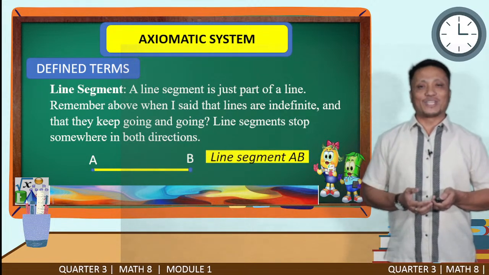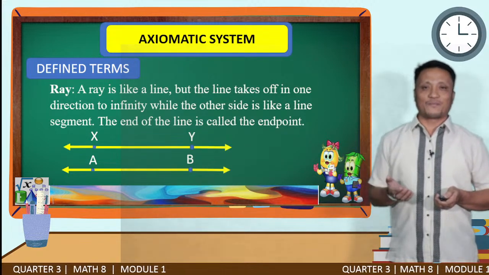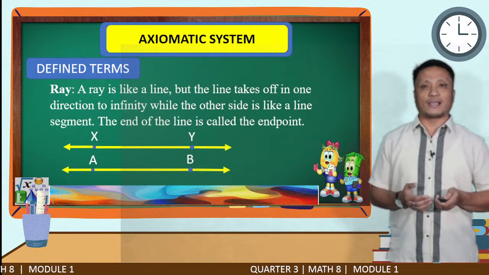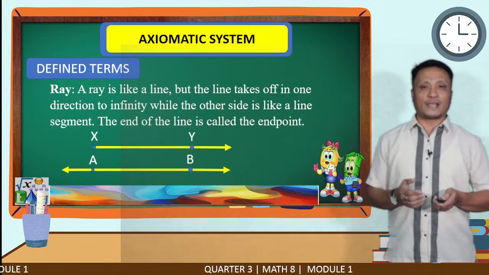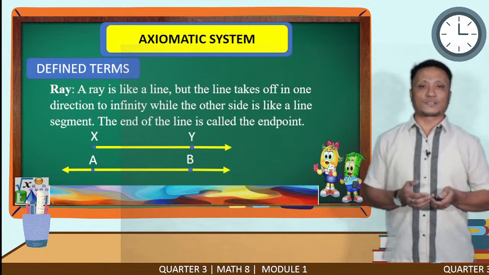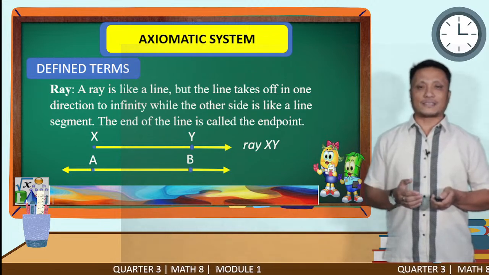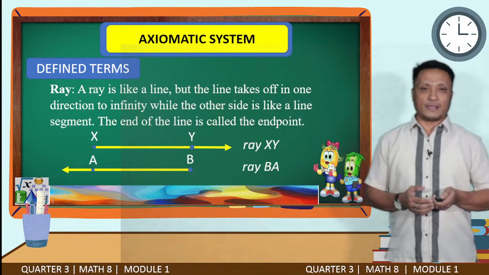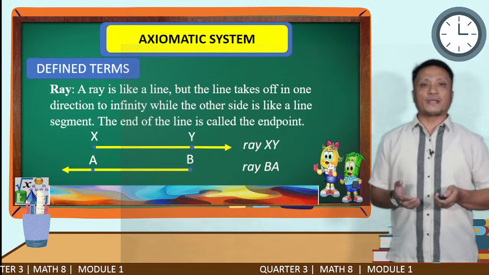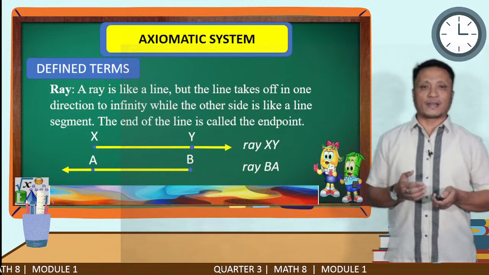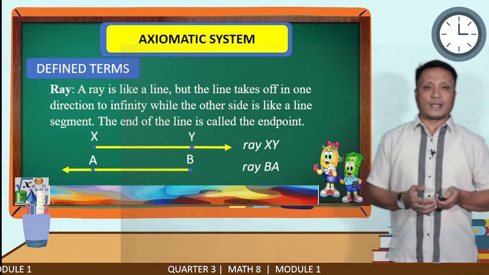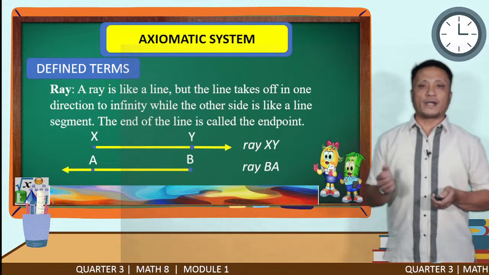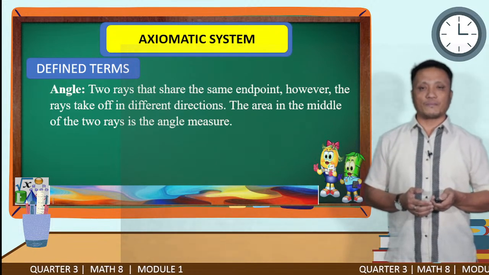This line segment is called line segment AB. Ray. A ray is like a line, but the line takes off in one direction to infinity, while the other side is like a line segment. The end of the line is called the endpoint. The first ray is called ray XY, which has X as an endpoint. The other is called ray BA. Ray XY is different from ray YX, and ray BA is different from ray AB. We usually denote a ray using the endpoint towards the infinity.